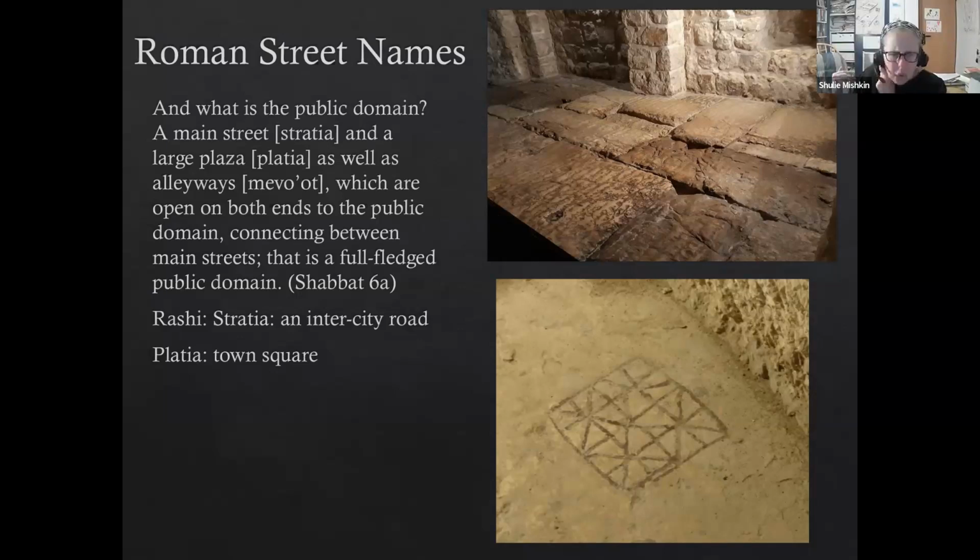Christians believe that it's earlier, that it goes back to the time of Jesus, 130 years earlier, and this is where Jesus is tortured by the Roman soldiers. It's not. It's from the time of Hadrian, but it is the Lithostrotos.